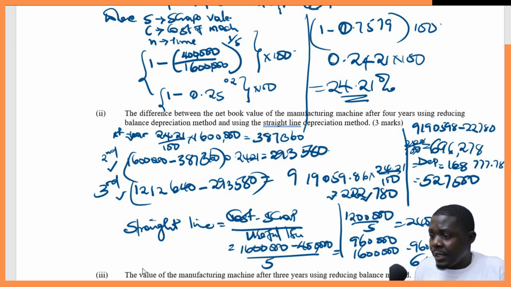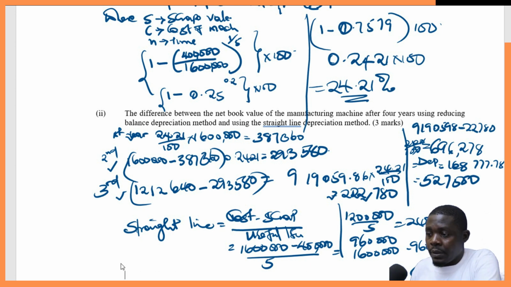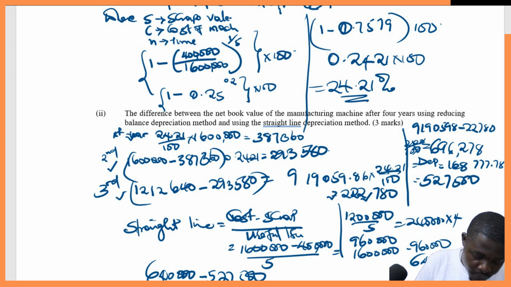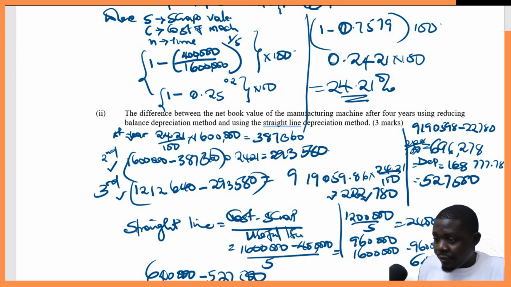Therefore we find the difference. That is 640,000 minus 527,500. The difference is 112,500.